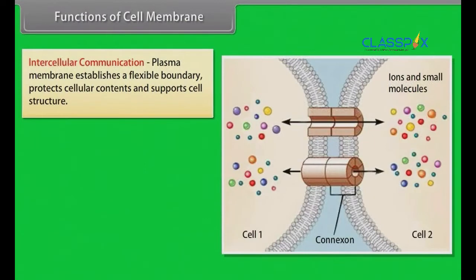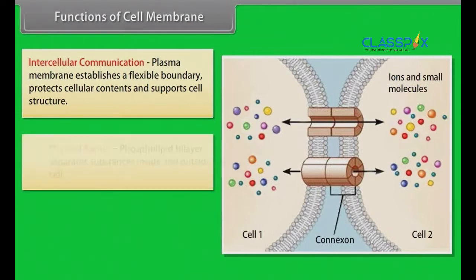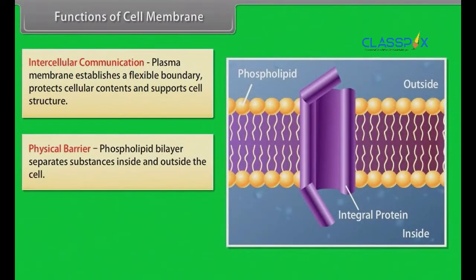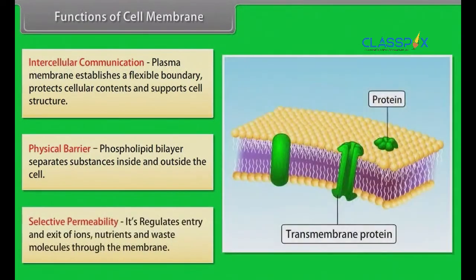Intercellular communication. Plasma membrane establishes a flexible boundary, protects cellular contents and supports cell structure. Physical barrier. Phospholipid bilayer separates substances inside and outside the cell. Selective permeability. It regulates entry and exit of ions, nutrients and waste molecules through the membrane.